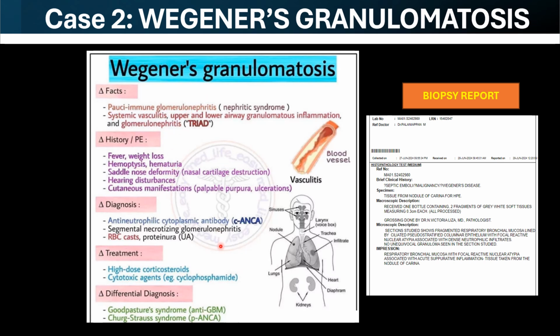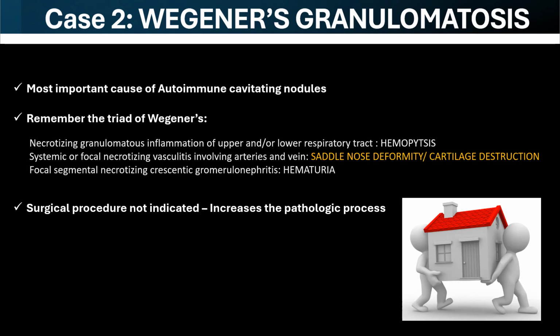So what do we look for in this patient for diagnosis? We look for C-ANCA, that is the cytoplasmic anti-neutrophil antibodies. It does very well with steroids and cytotoxic agents. The differential diagnosis is going to be Goodpasture syndrome and Churg-Strauss syndrome, because clinically, hemoptysis would be present in these two important differentials. In this case we were able to see neutrophilic infiltrates, and the biopsy correlated with Wegener's granulomatosis.